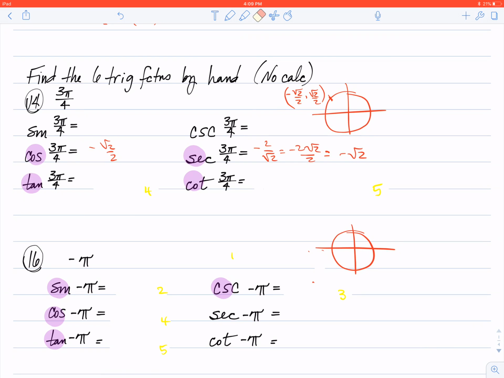So there's the work on that. 2 over root 2. Rationalize the denominator, cancel what you don't need, and you have a negative root 2 left over. Tangent is y value over x value. So since the y value and the x value are identical, I get a 1. Just don't forget about the negative. The reciprocal of tangent is cotangent, so that's also negative 1.